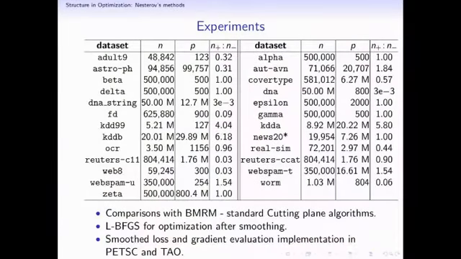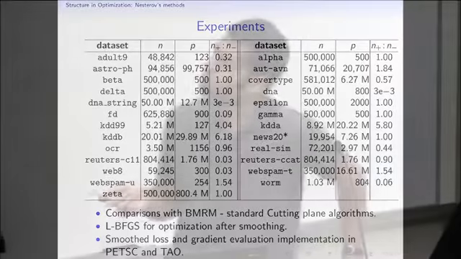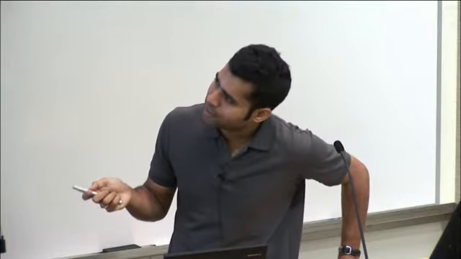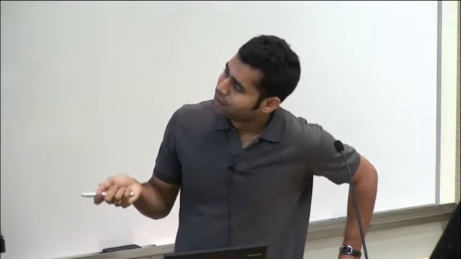I just included this slide to show you the variety of the data sets that we were looking at. In particular, this DNA string data set is a monster data set, and it has a very, very skewed ratio. There are some other very large data sets that we looked at as well. In particular, KDDB was really large, and OCR was pretty large as well.